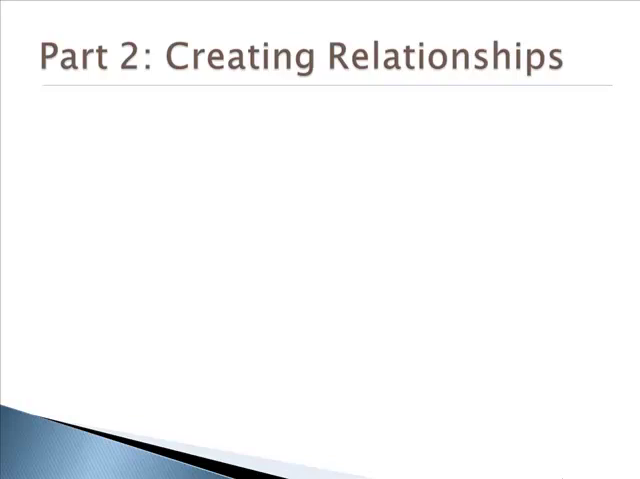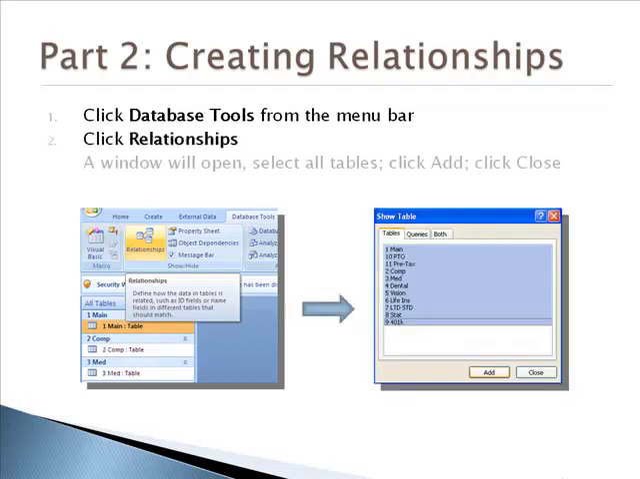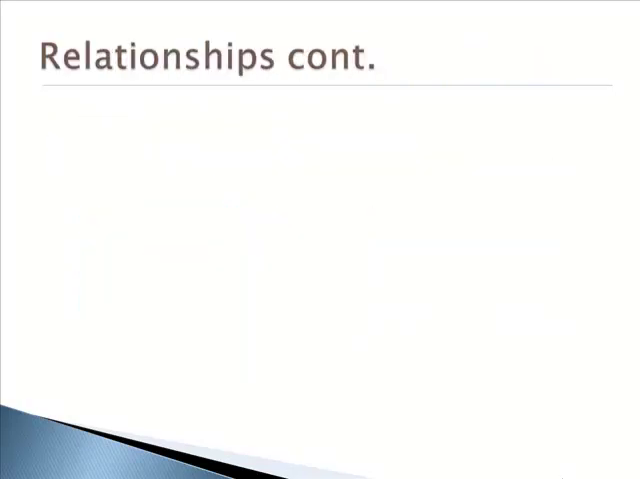So at this point, this is where we create relationships. This just means that we will be connecting the data files together using that EID or unique identifier. To do this, we'll click Database Tools from the menu bar and then click Relationships. A new window will open; select all the tables, click Add, and then click Close.